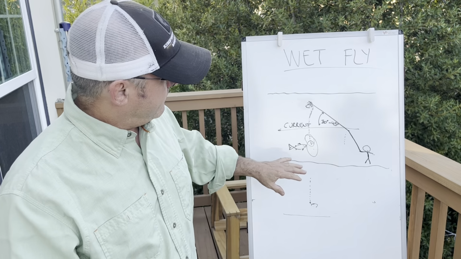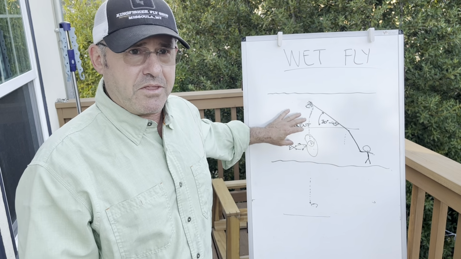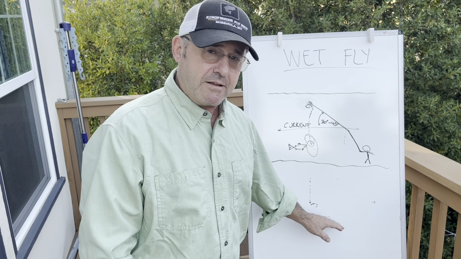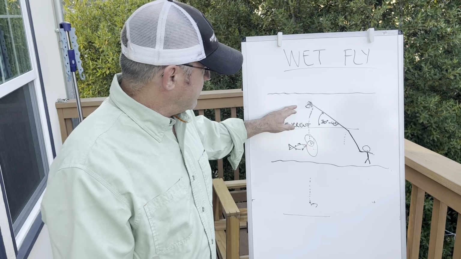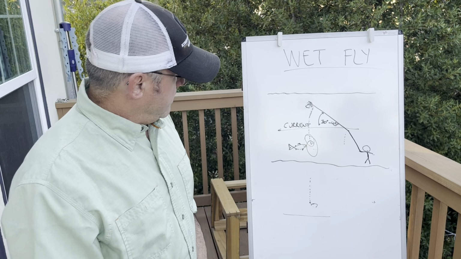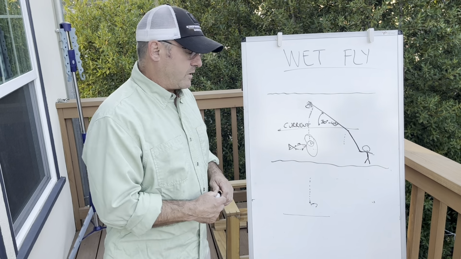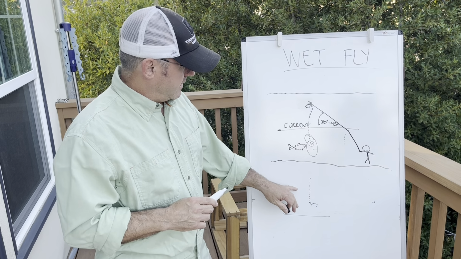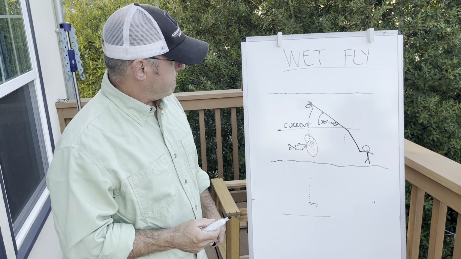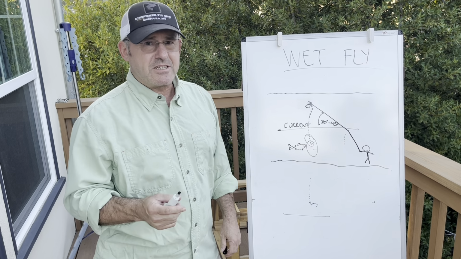So wet fly, if I didn't say, it's a subsurface method, just like nymph fishing or indicator fishing or dry dropper, where you're fishing below the surface. This is a subsurface method of fishing or technique. Oh, and there's a couple flies I'll recommend in part 5, wet flies, that I particularly like. I don't think I need to say much more about this.